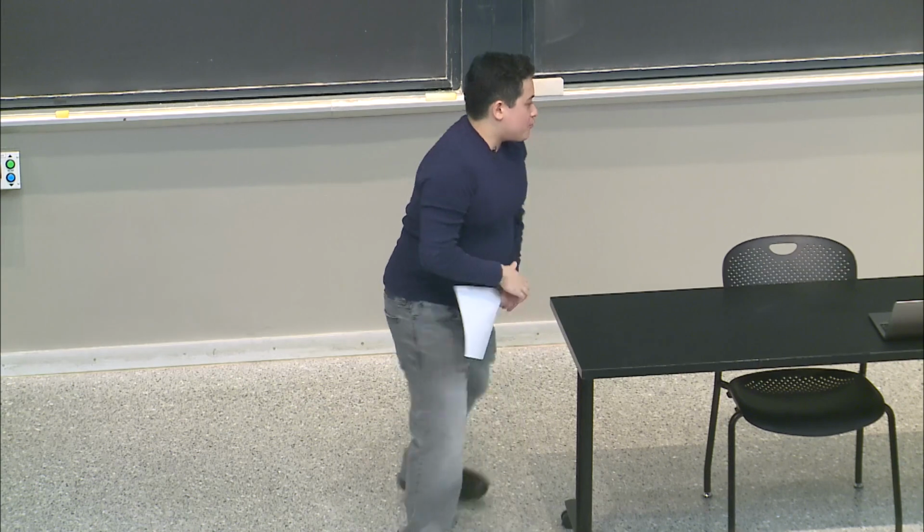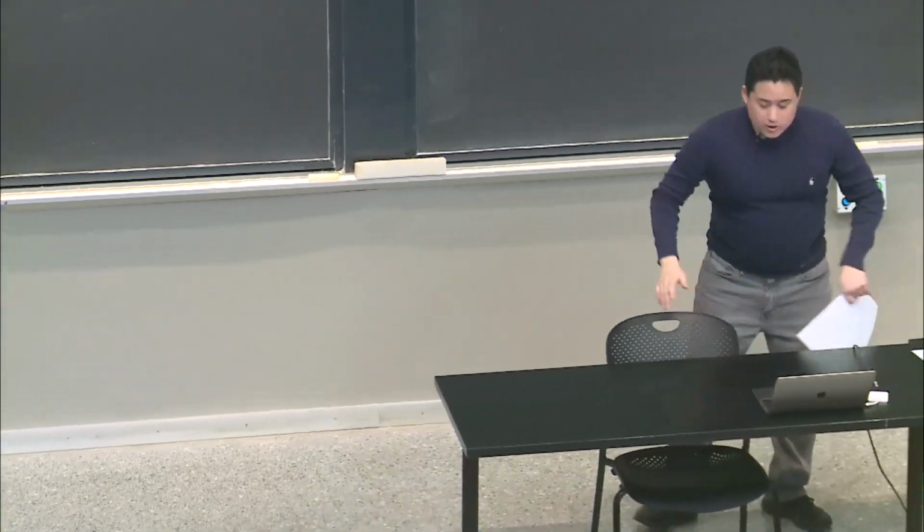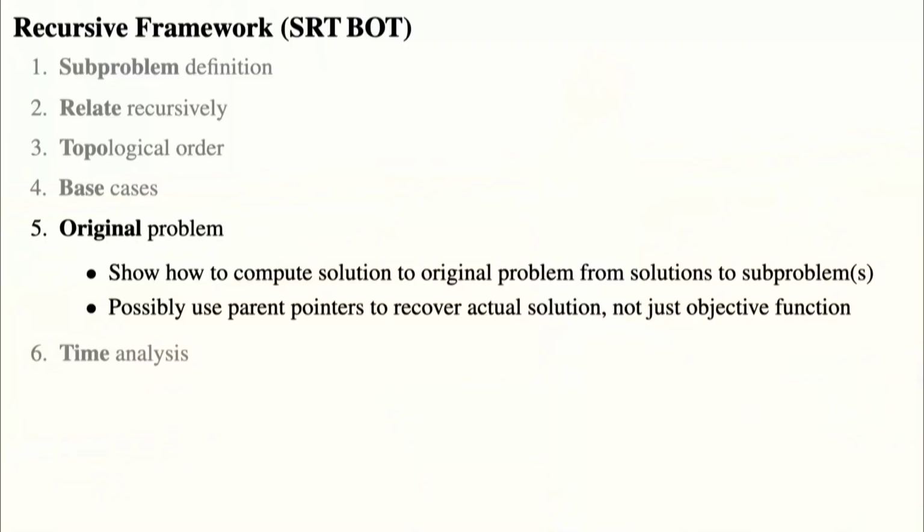I have to pick it, or something like that. Okay, then for your original problem, you show how to compute the solution to the original problem from the solutions of your subproblems. Usually this is just, here's a subproblem, the one that used all of the things, and that's going to be my answer, right? But that's not always the case. Sometimes, like in longest increasing subsequence, we had to take a max over all of our subproblems that we computed, or max subarray sum. We also had to do that, right?